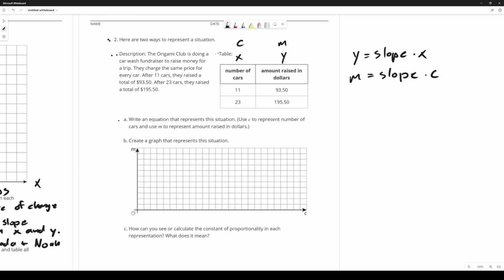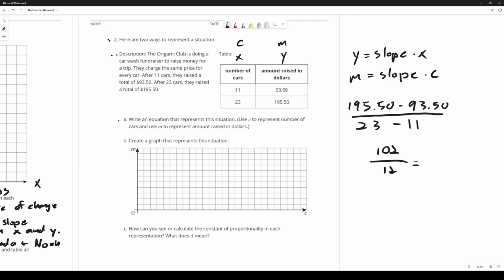Well, I have 2 points, so I can find the slope by subtracting $195.50 and $93.50. So I'm finding the difference in Y there, which is going to be my vertical change. And then I'm going to subtract 23 minus 11, which is going to give me my horizontal change. And 195 minus 50, well, 50 cents minus 50 cents is 0. $5 minus $3 is $2. So I'm at 192, and then 192 minus 90 is 102. 23 minus 11 is going to be minus 10 is 13, minus 1 is 12.